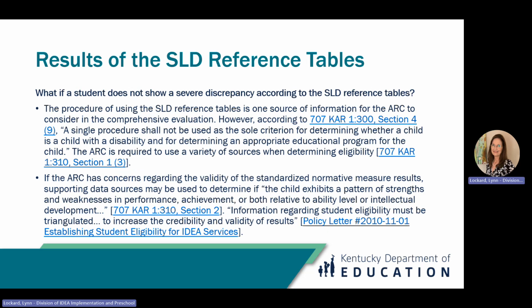What if a student does not show a severe discrepancy according to the SLD reference tables? Please note that the assessment pairings within the SLD reference tables to determine if there is a possible severe discrepancy result is considered one procedure. According to regulation, a single procedure shall not be used as the sole criterion for determining whether a child is a child with a disability. If the student has shown a pattern of strengths and weaknesses between academic ability and intellectual ability, the ARC must triangulate the data to increase the credibility or validity of the results.